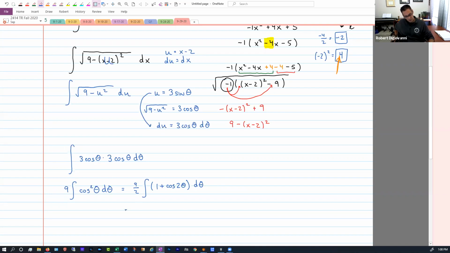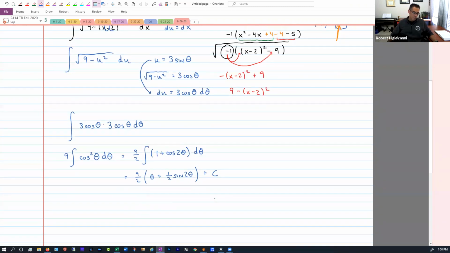And then each of those I should be able to handle. The antiderivative of 1 is theta. The antiderivative of cosine 2 theta is 1/2 sine 2 theta plus c. And just like on that quiz problem, we have a sine of 2 theta, so we're going to have to use the double angle formula for sine in order to get that in terms of sine and cosine. But I will need my triangle.